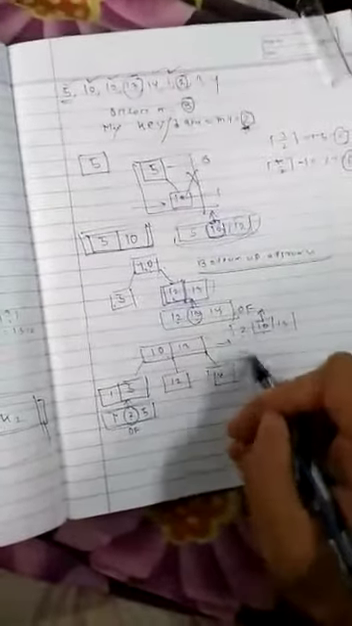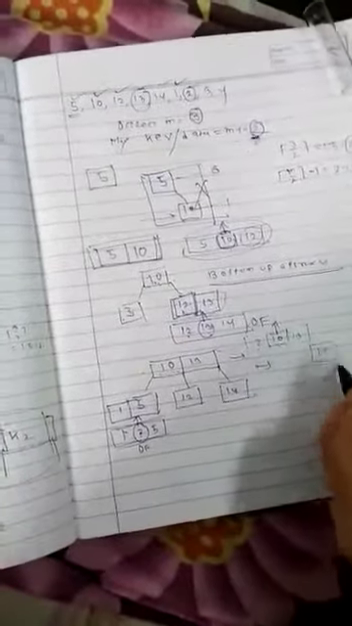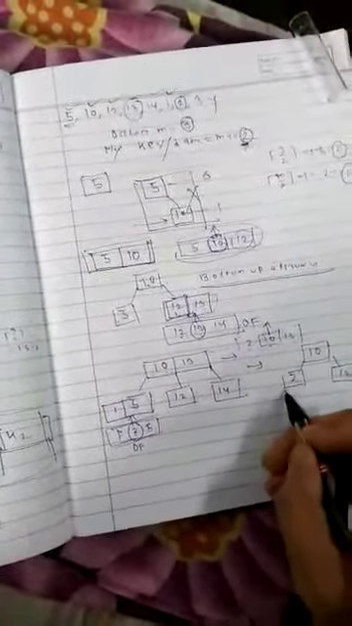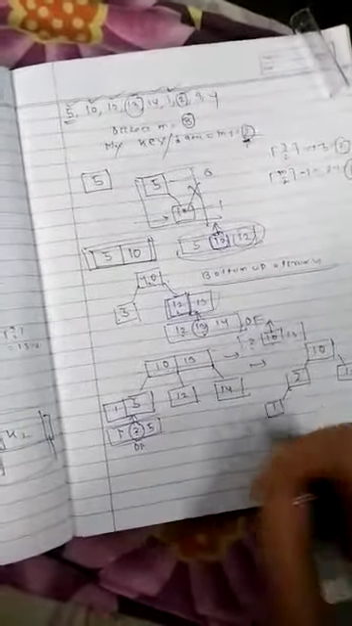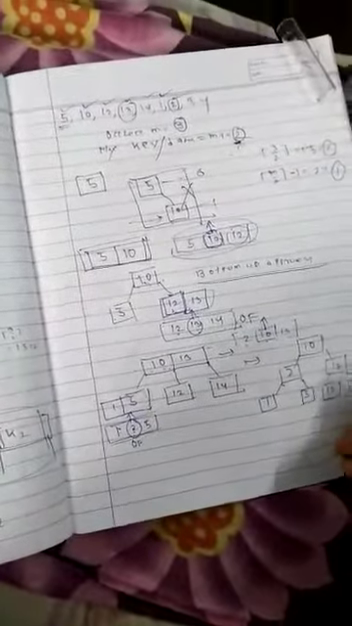That means this tree will be like this. 10 will go to the upper level. Left side it is 2, right side it is 13. Okay, and on the left side it is 1, on the right side it is 5. Next, for 13, on the left 12 and on the right 14.